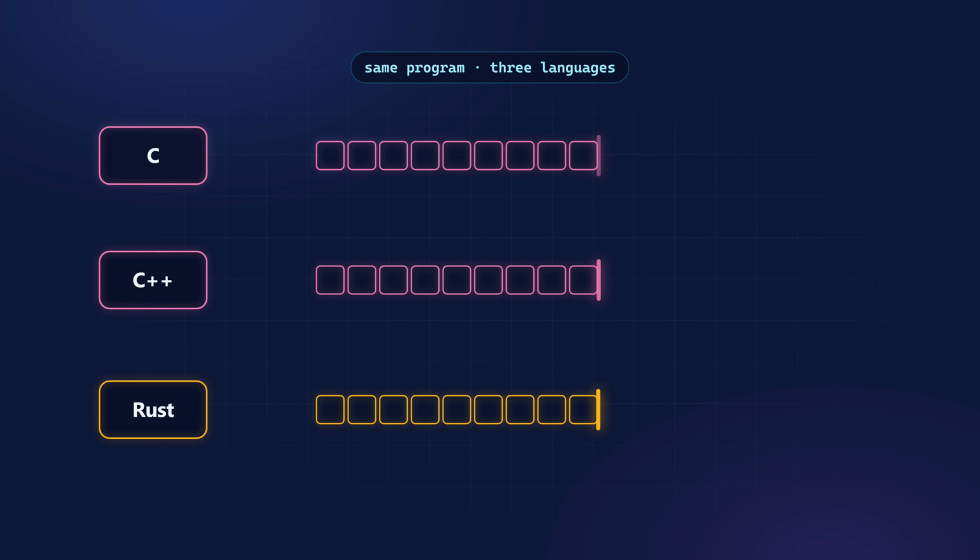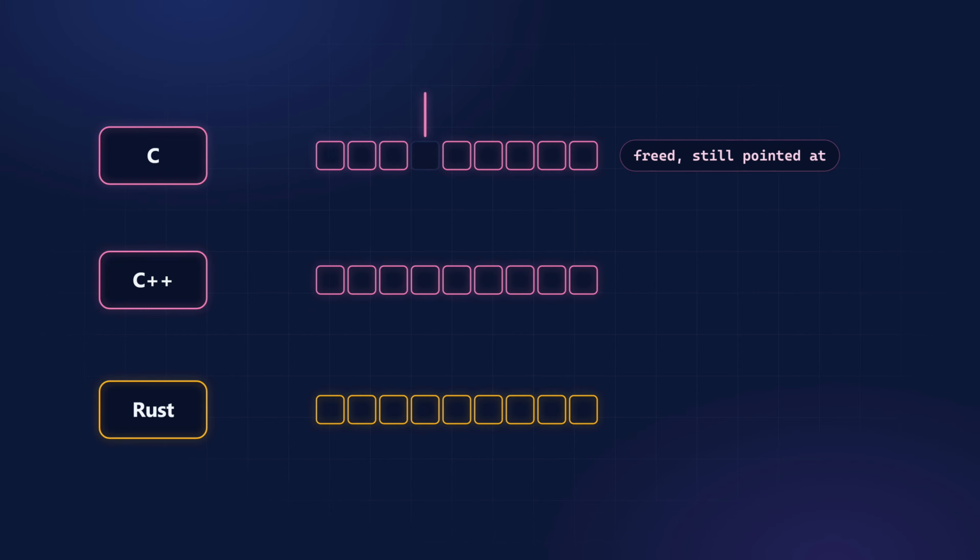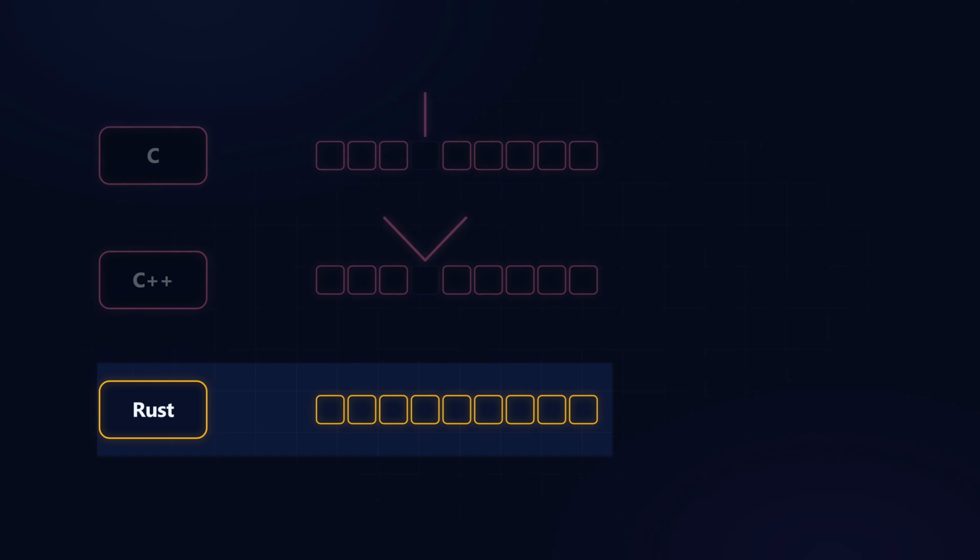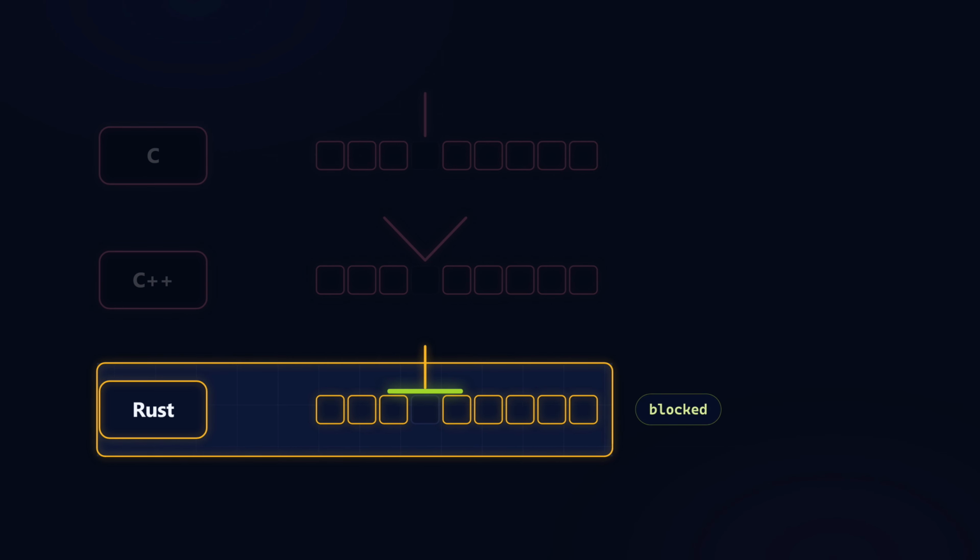Watch the memory layout closely. C frees a memory block but keeps the pointer. Everything fails completely and utterly silently. C++ double frees the exact same block. This is also totally fine, apparently. But if Rust tries to pull the exact same trick, it does not even compile successfully.